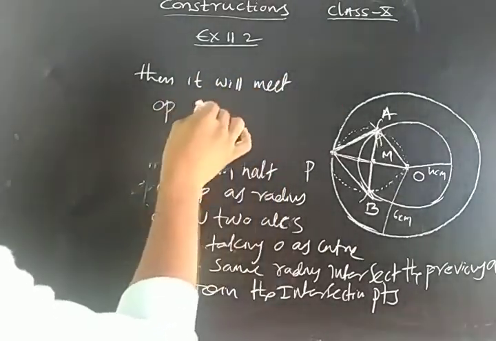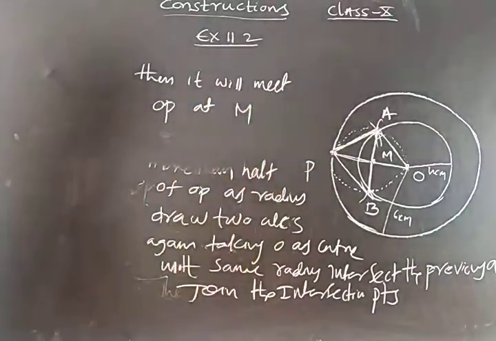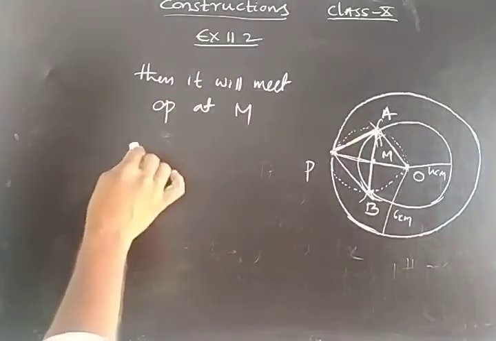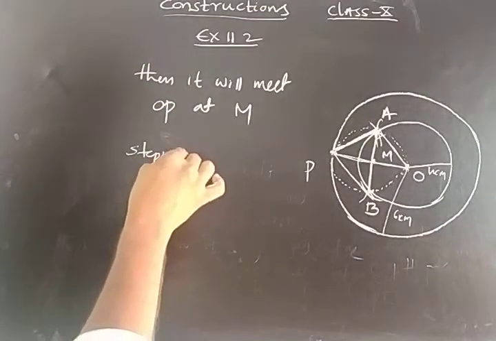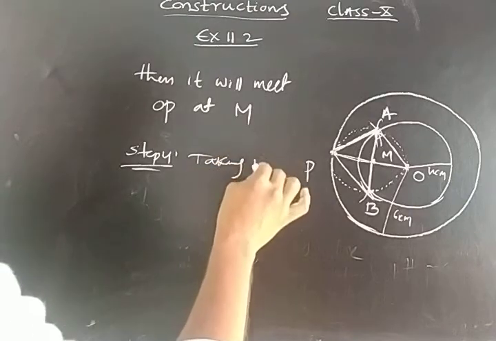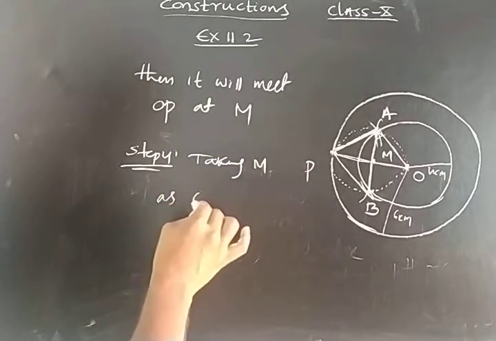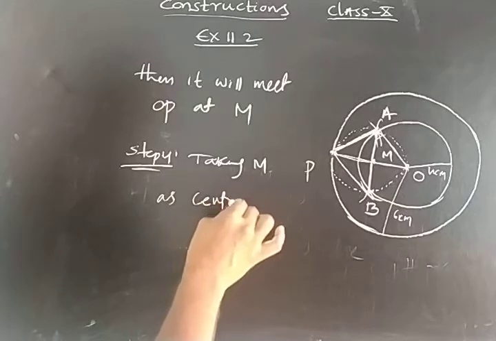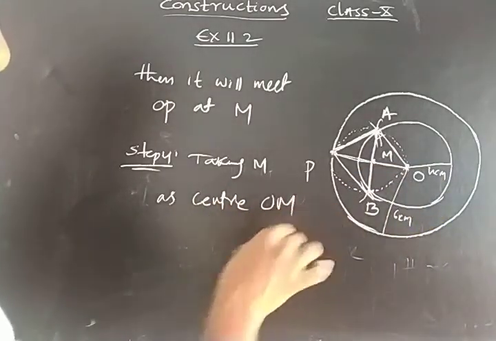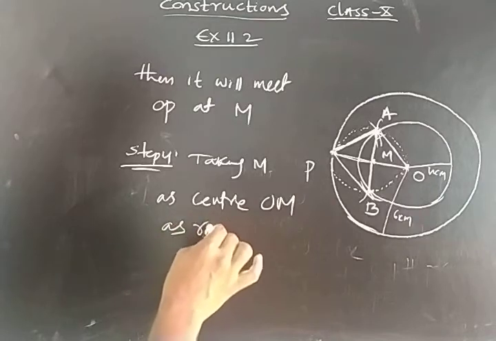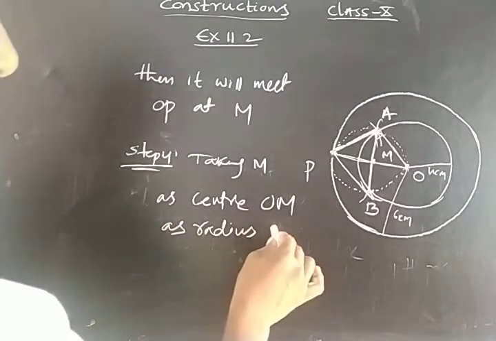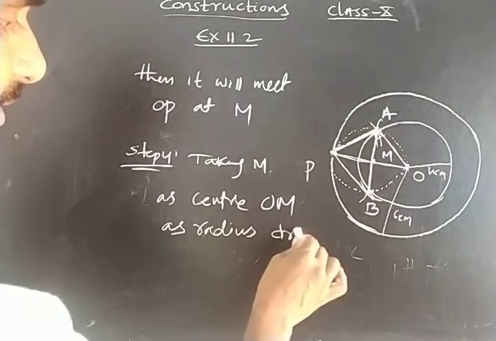OP at M. Right? Now step 4. In step 4, taking M as center, OM as radius, draw a circle.